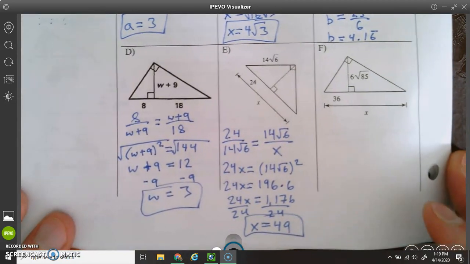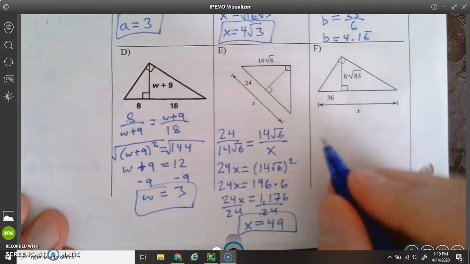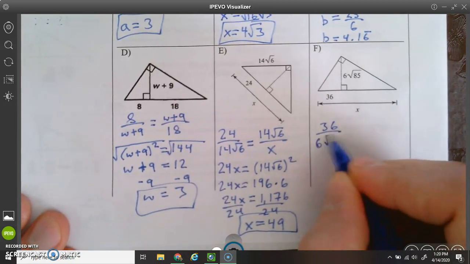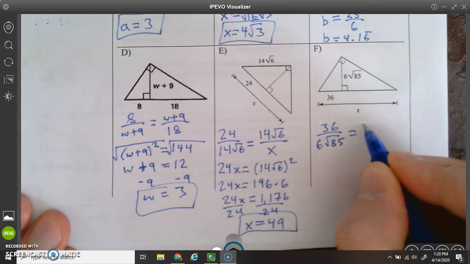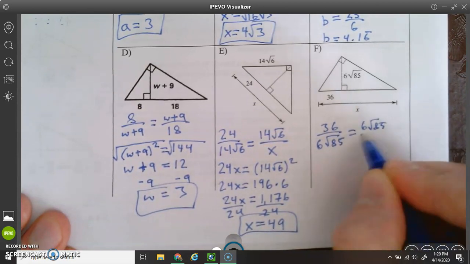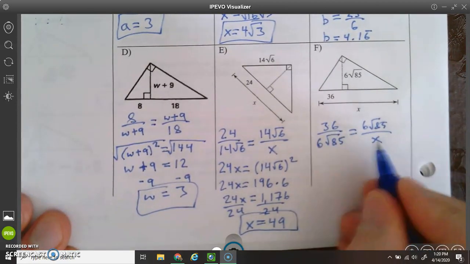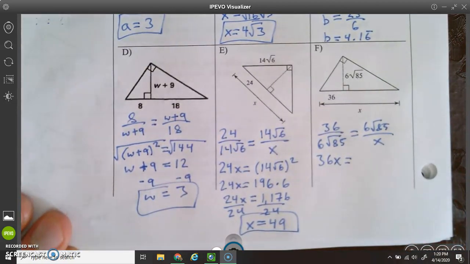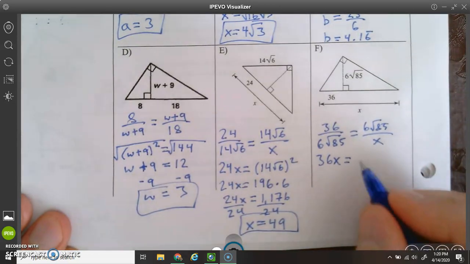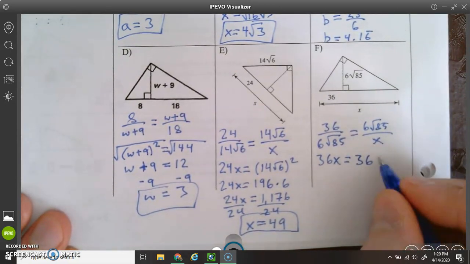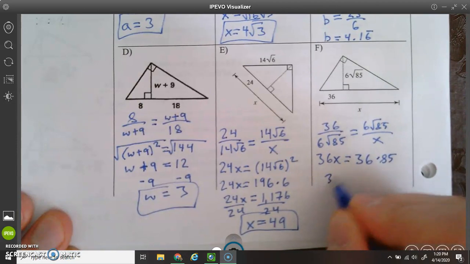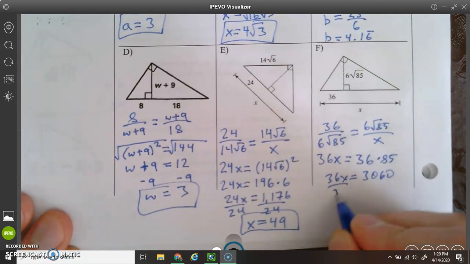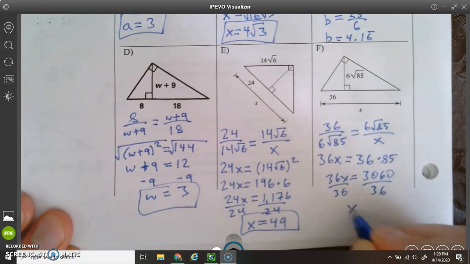And then for the last one, what we have is 36 over 6 times square root of 85 is equal to 6 times square root of 85 over x. Cross multiply, so 36 times x is 36x. And then we take 6 times the square root of 85 squared, what you end up with is 6 squared times 85. If I multiply all those out, I get 3,060, divide by 36 on both sides, and you get x equals 85.